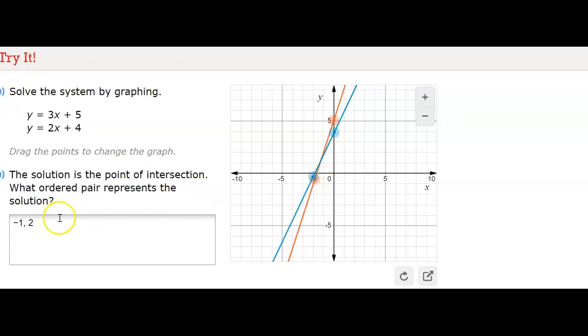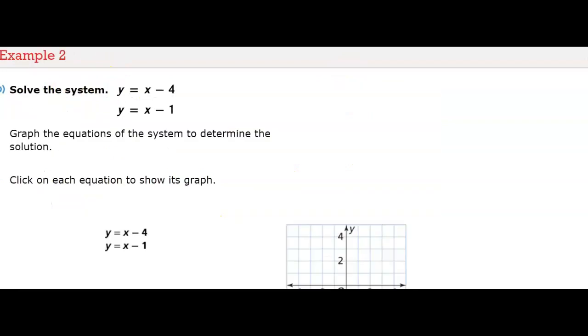And that is how you would find a solution to the system of equations. Solve the system. Y equals x minus 4. Y equals x minus 1.